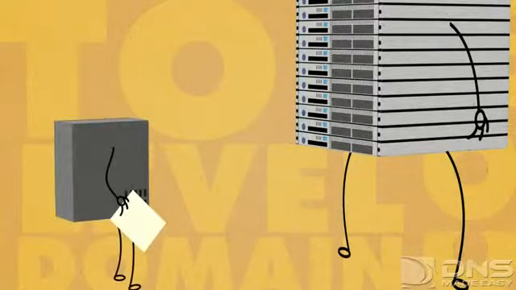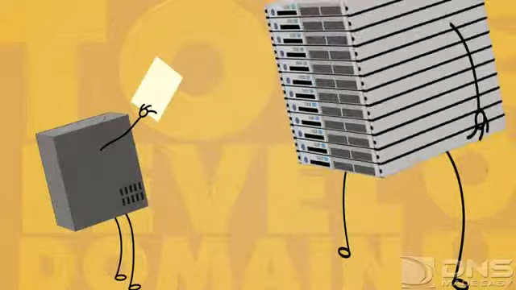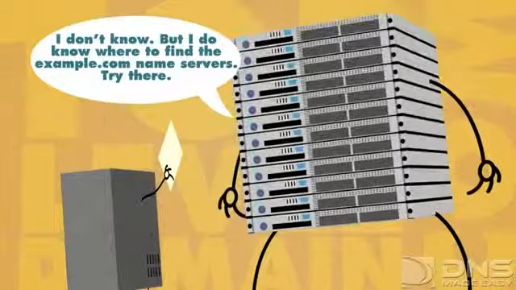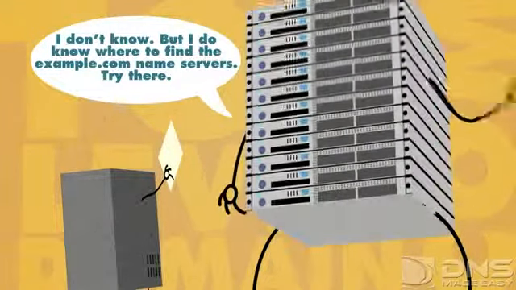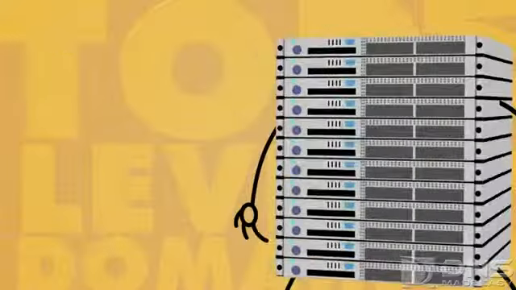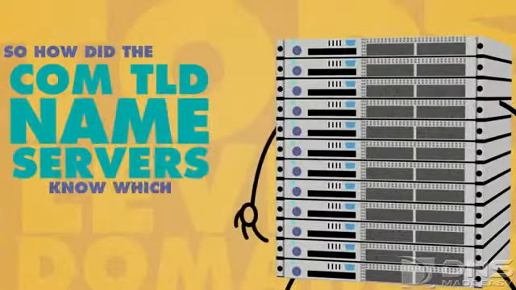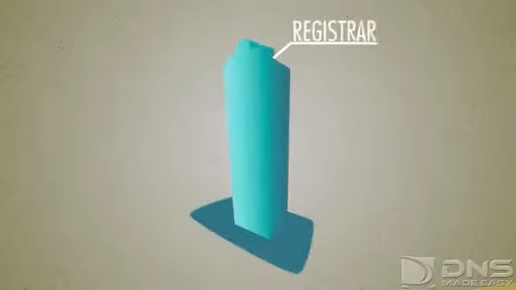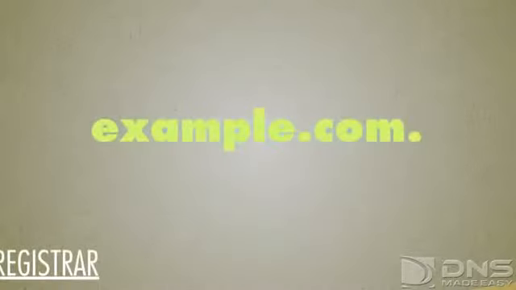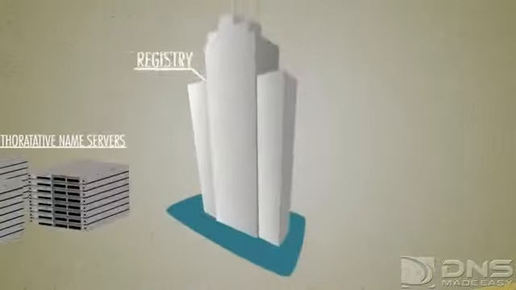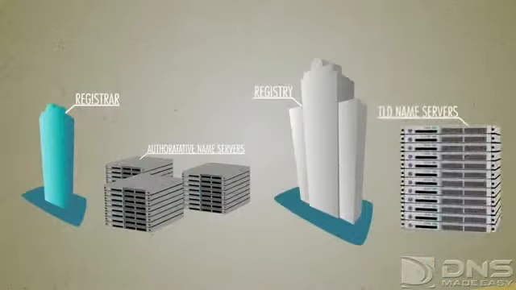When the resolving name server queries www.example.com, the TLD name servers respond, I don't know, but I do know where to find the example.com name servers. Try there. This next set of name servers are the authoritative name servers. So how did the COM TLD name servers know which authoritative name servers to use? With the help of the domain's registrar. When a domain is purchased, the registrar is told which authoritative name servers that domain should use. They notify the organization responsible for the top-level domain, the registry, and tell them to update the TLD name servers.